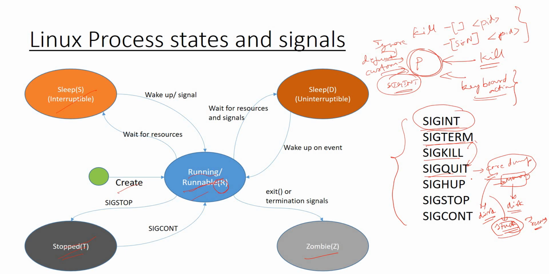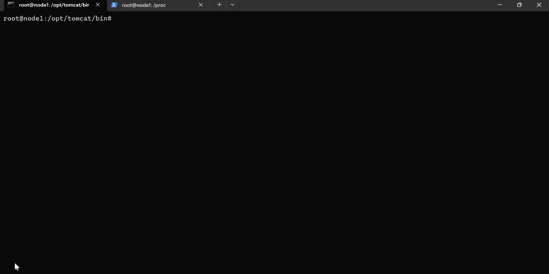So now let us see how we generate a dump by using SIGQUIT. Now let us start the Catalina application for this example as well.